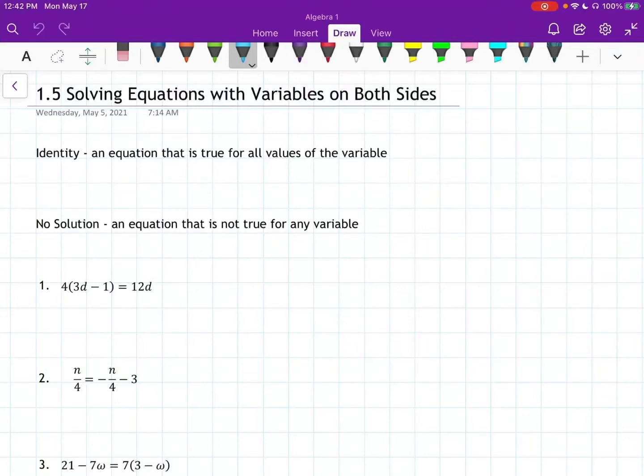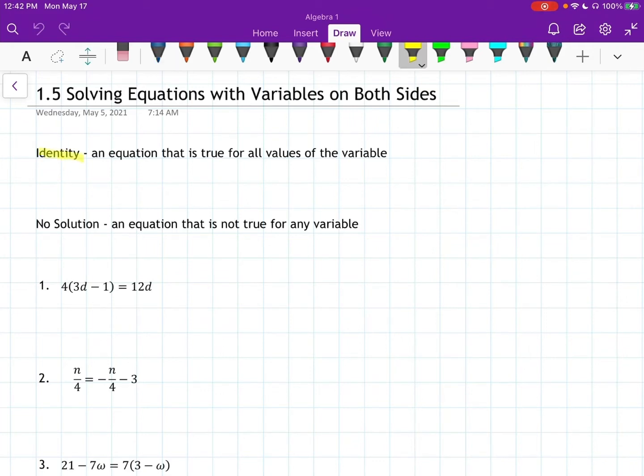All right, 1.5, solving equations with variables on both sides. This is just like solving simple equations, solving multi-step equations, except now they get a little bit longer even. Starting off, we have two new ideas.